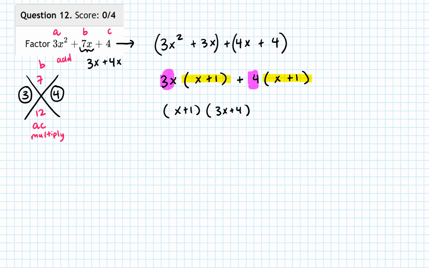And so that is how we would factor this quadratic that has a leading coefficient of something other than 1, which is another way of saying that the a value is something other than 1.